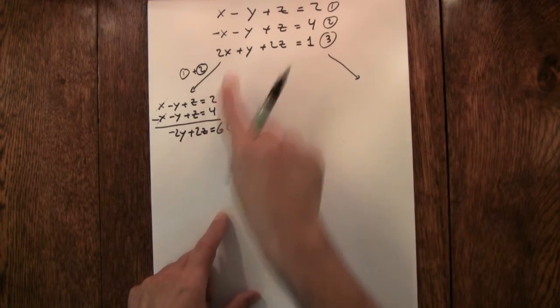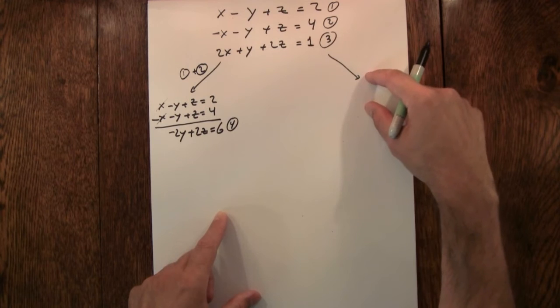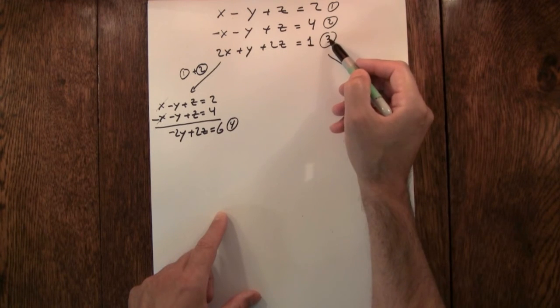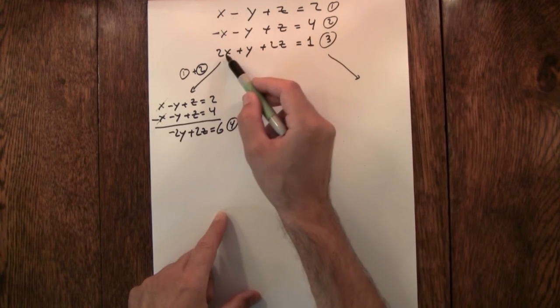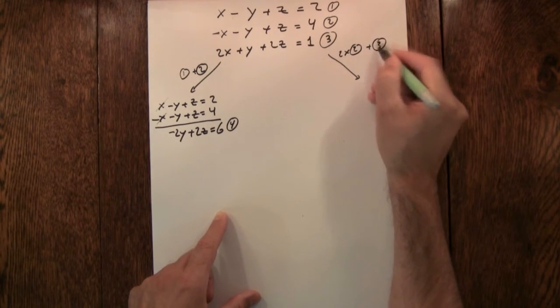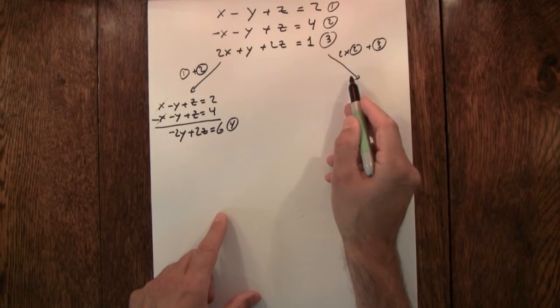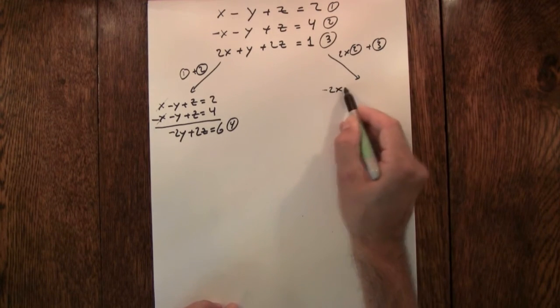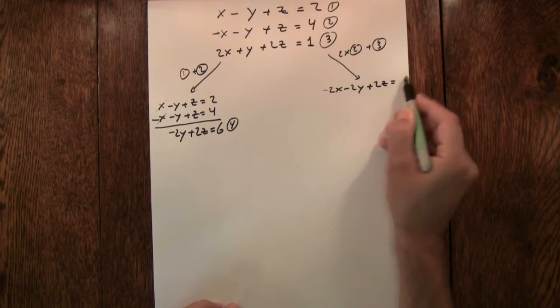Now, I need to get rid of x in my next process as well, right? So I'm going to combine equation 2 and 3, but I'm going to have to multiply equation 2 by 2, because I need a negative 2x here to cancel out 2x. So 2 times equation 2 plus equation 3. That's what the algorithm is that I'm going to be doing. So this is going to be negative 2x minus 2y plus 2z is equal to 8.